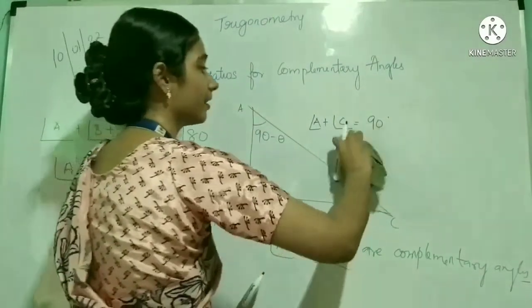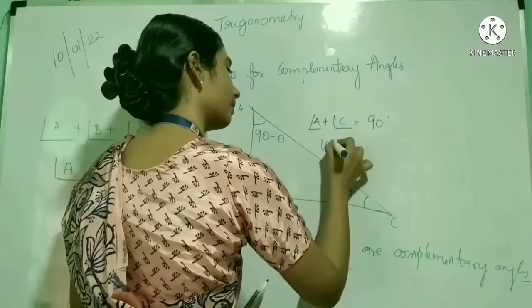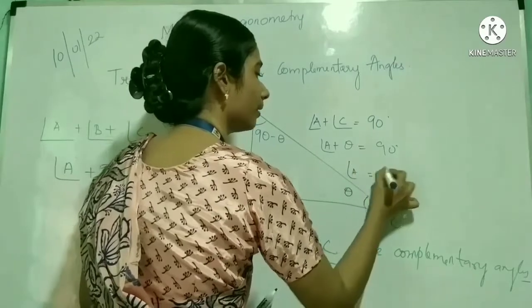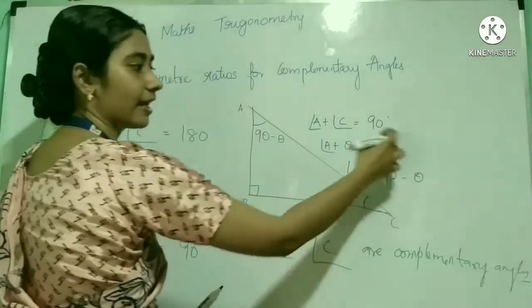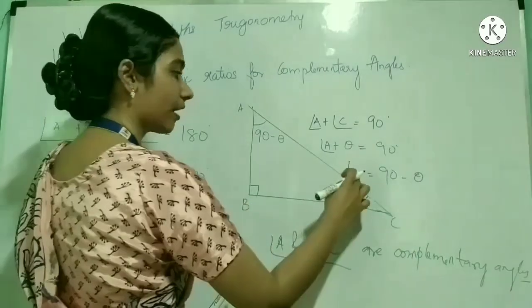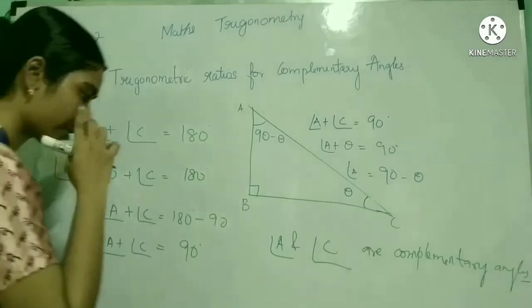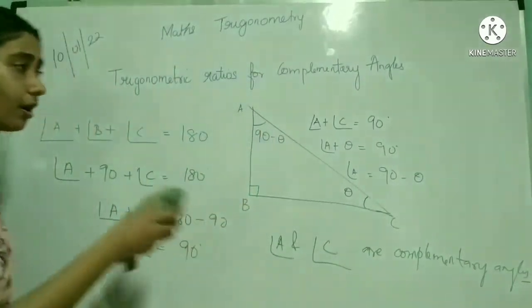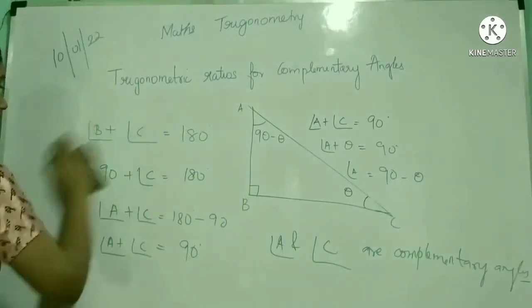Now, if angle C is θ, what will be angle A? Angle A is equal to 90 minus θ. Plus θ, when this side goes, it becomes minus θ. So therefore angle A will be equal to 90 minus θ. Have we written it? Now what we are going to do is find the 6 ratios for angle A and angle C.